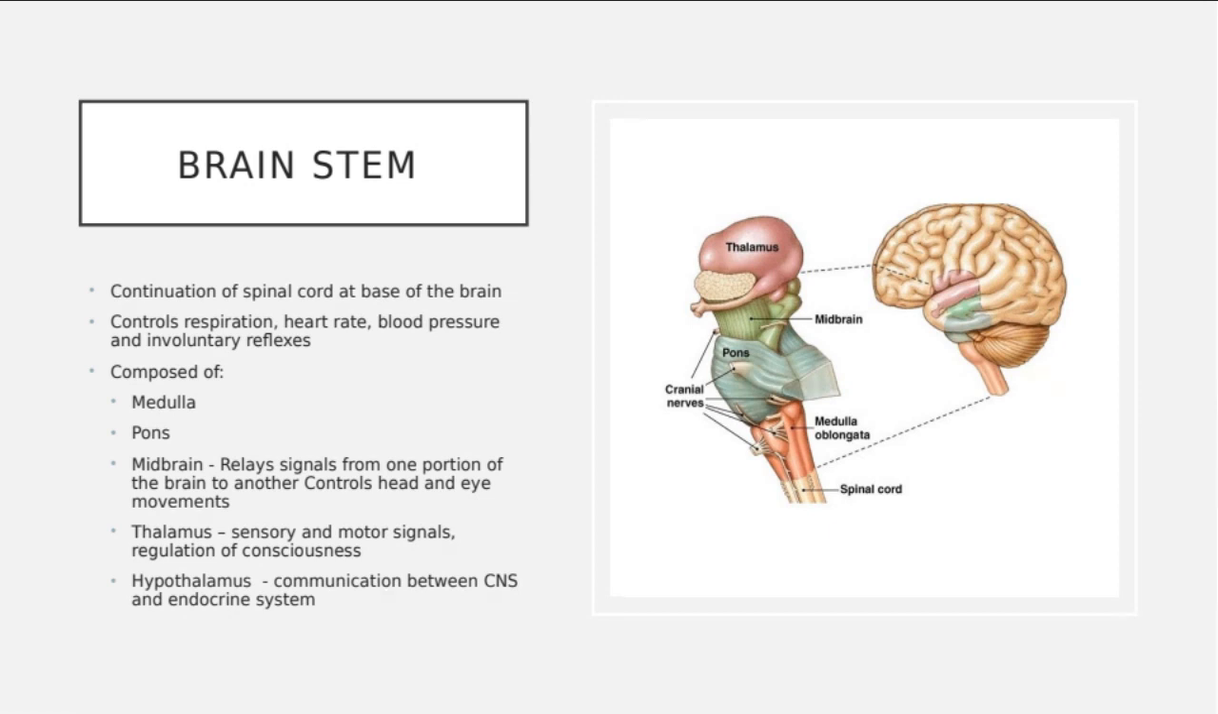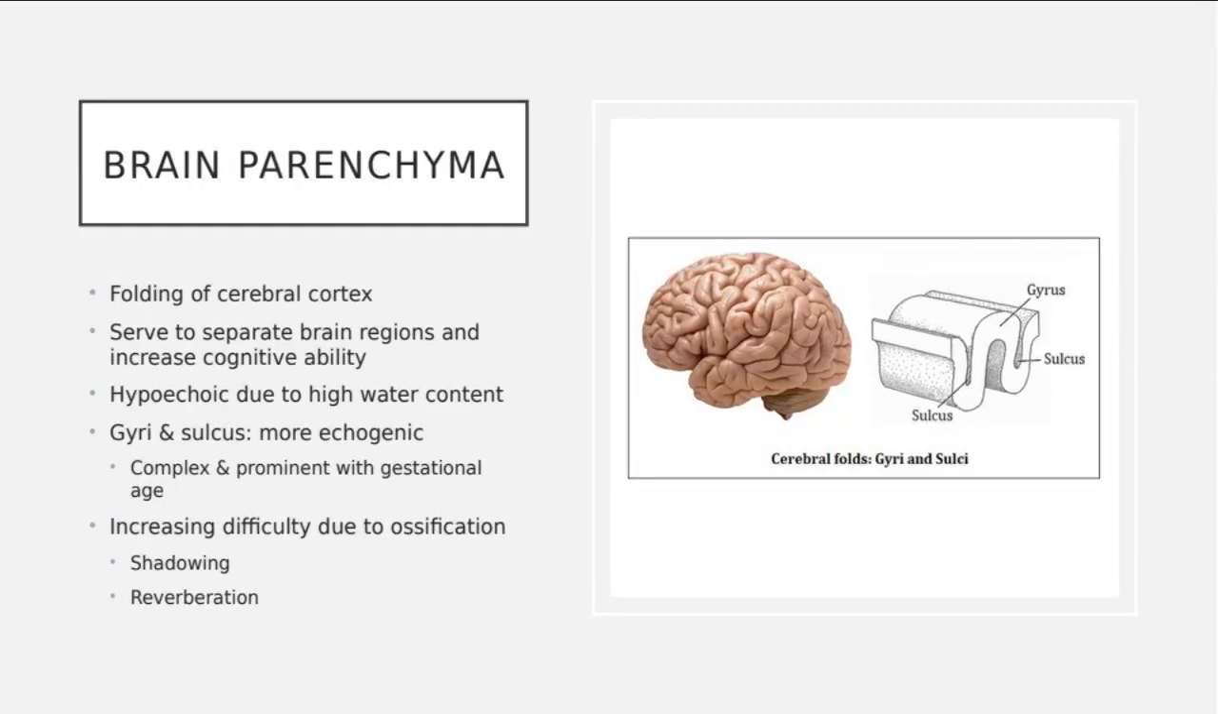Now, we've talked about the thalamus and the hypothalamus a little bit, so that should be pretty familiar in terms of what their regulatory processes usually are. So that is something that you can reference back to. And then moving into our brain parenchyma, we should know that the term parenchyma means functional tissue. We are talking about the cerebral tissue of the actual brain itself.